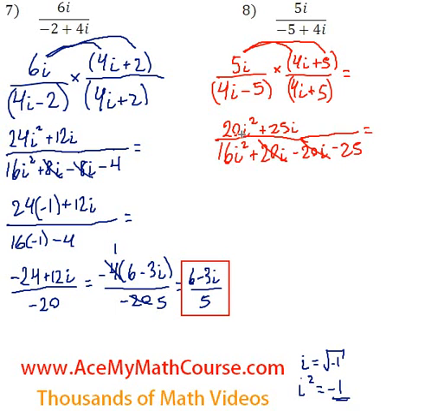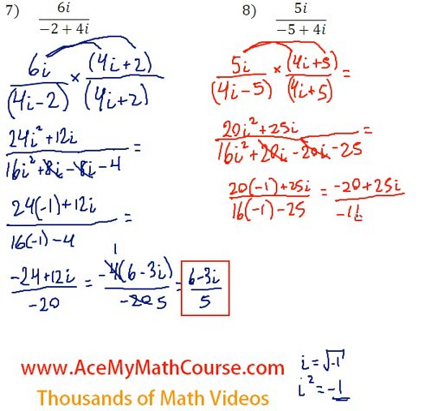Let's keep going now. So 20 times i squared is just 20 times negative 1. And we have 25i still. Down at the bottom we have 16i squared. So that's 16 times negative 1 minus 25. Great. 20 times negative 1, negative 20, plus 25i. All over 16 times negative 1, negative 16 minus 25.